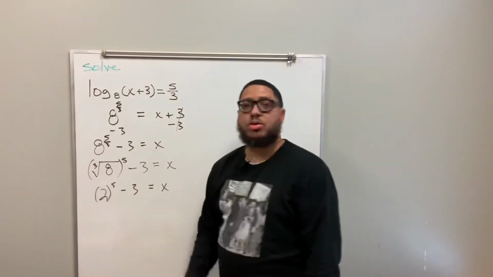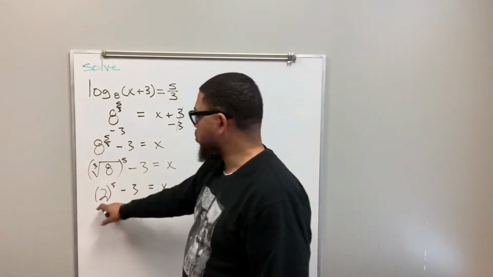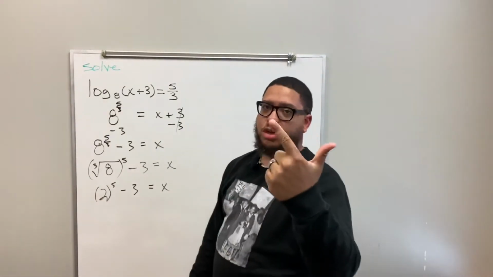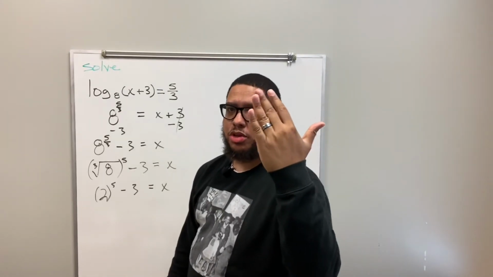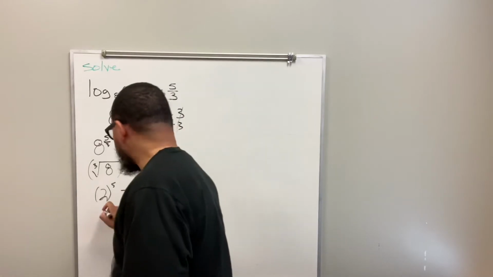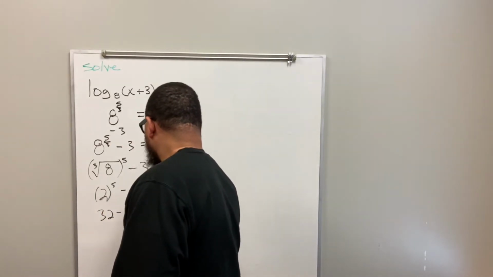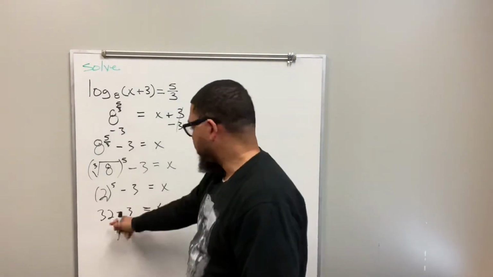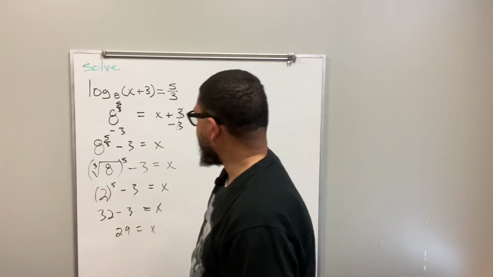Now we're getting closer to our solution. Now, order of operations, 2 to the 5th power, that's 32. How do I know that? Because 2 times 2 is 4. 4 times 2 is 8. 8 times 2 is 16. 16 times 2 is 32. So this becomes 32. And then I got 32 minus 3, which equals x. Now I got one last step. Subtraction. 32 minus 3 is 29, and that equals x.